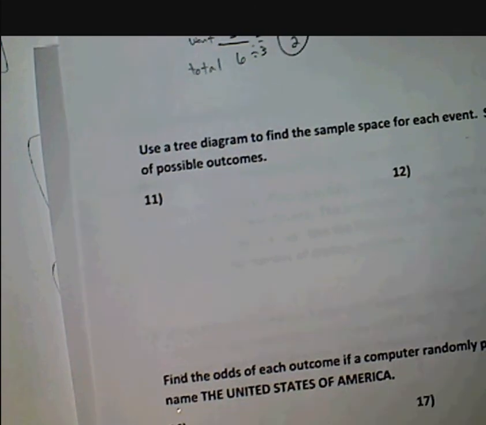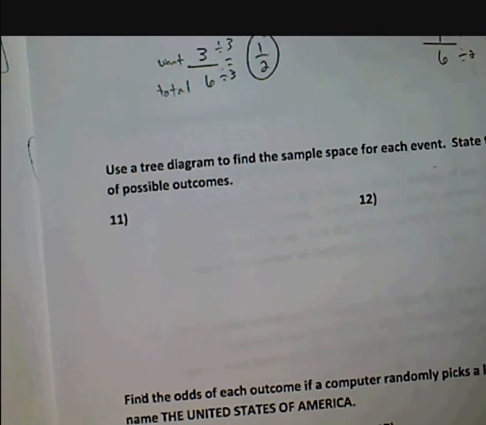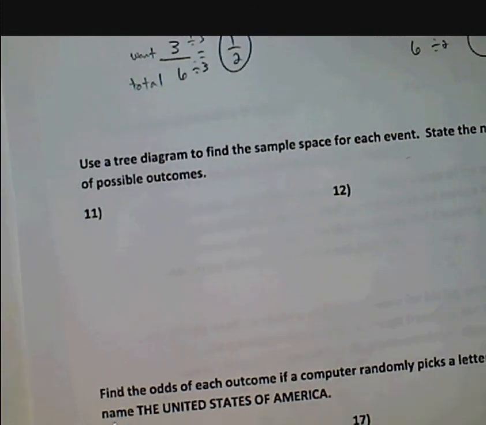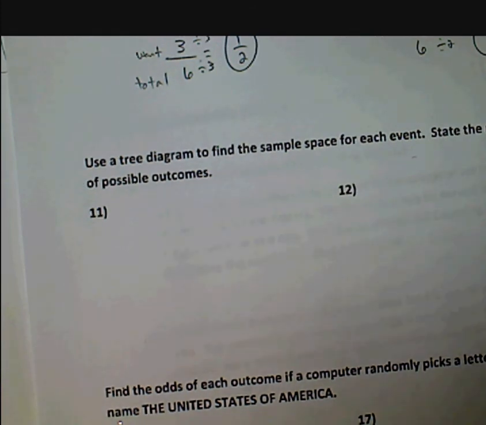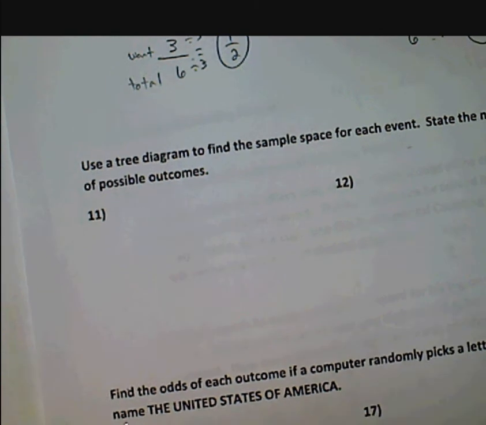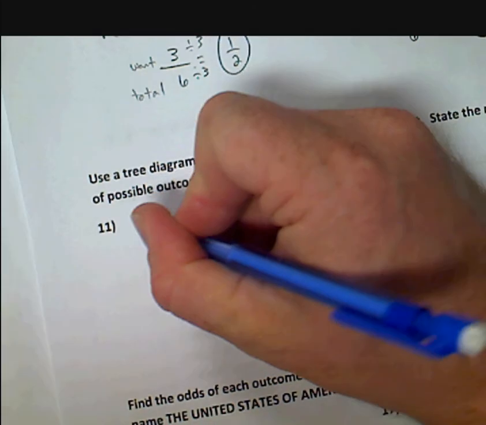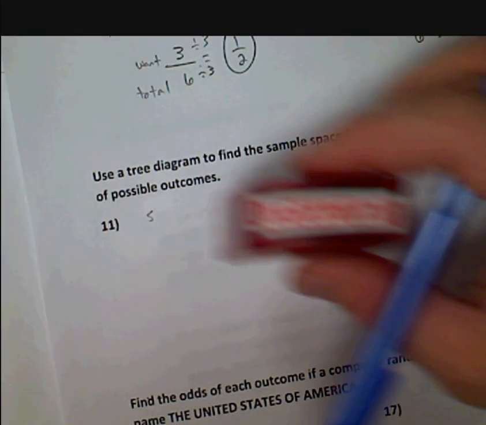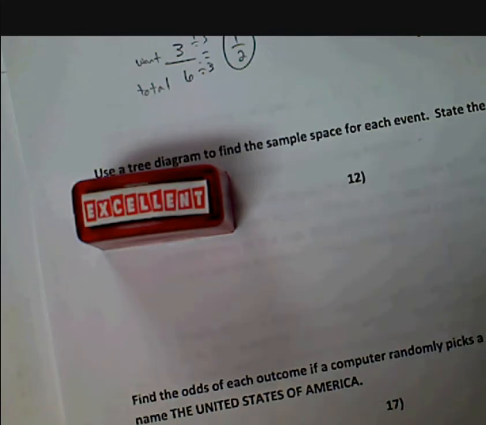Number 11, use a tree diagram to find the sample space for each event. State the number of possible outcomes. On number 11, the spinner at the right is spun, and 2 coins are tossed. Go ahead and try number 11 without me doing that and try to create a tree diagram.